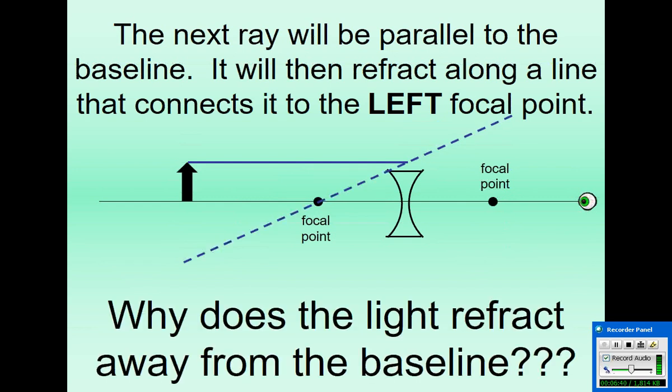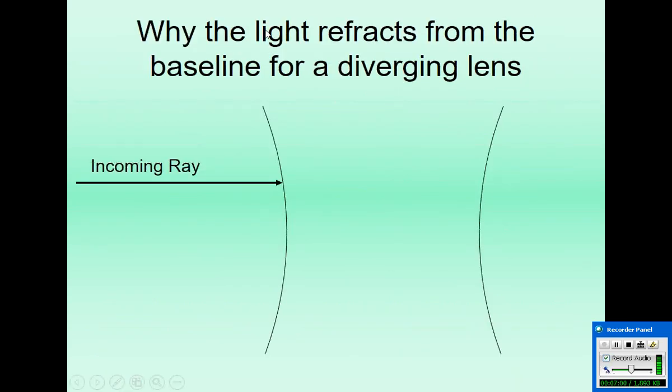Now, this might beg the question, how do I know that this ray has started approaching parallel to the baseline, then refracts away from the baseline? How do I know that's going to happen? Let's look at a close-up of the profile of the lens and a ray as it enters. So here are the two sides, the left and the right side of the lens, represented by the thin curving black lines. And we see the incoming ray represented by the arrow pointing directly to the right.